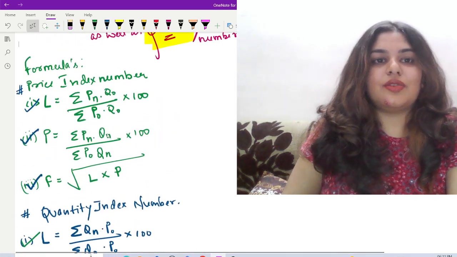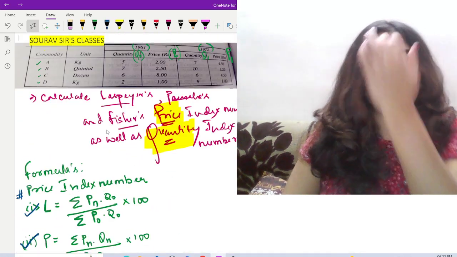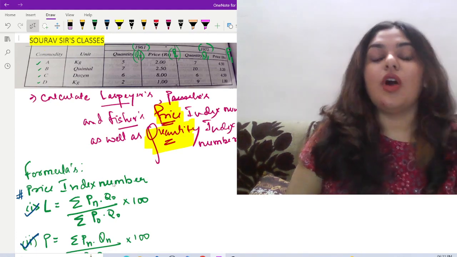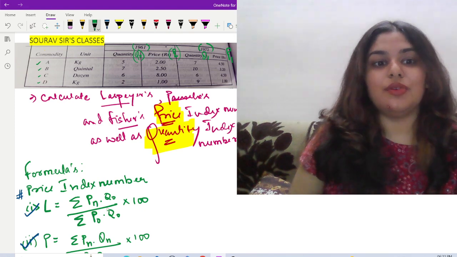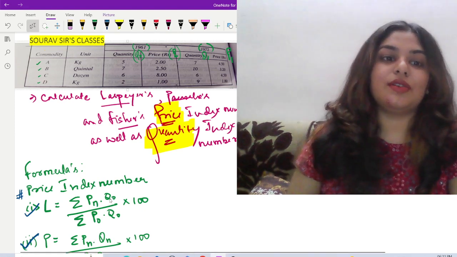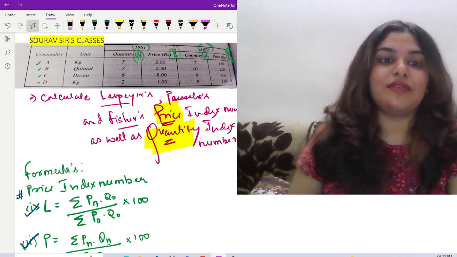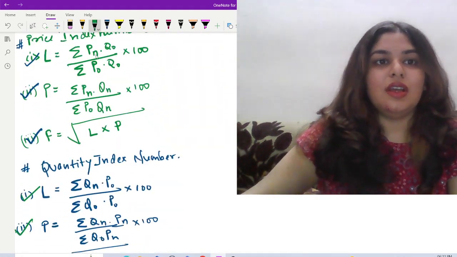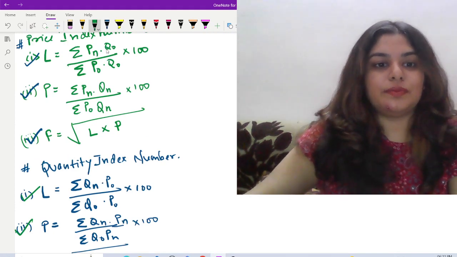So now let us go back to the question and try to figure this out. You can see that we need a total of 4 combinations: Pn Q0, Pn Qn, and again Qn Q0 and Q0 Q0. So 1, 2, 3, 4, 5, 6, 7, 8, so many columns we need. So here we need Pn Q0, Pn Qn, P0 Q0 and P0 Qn.